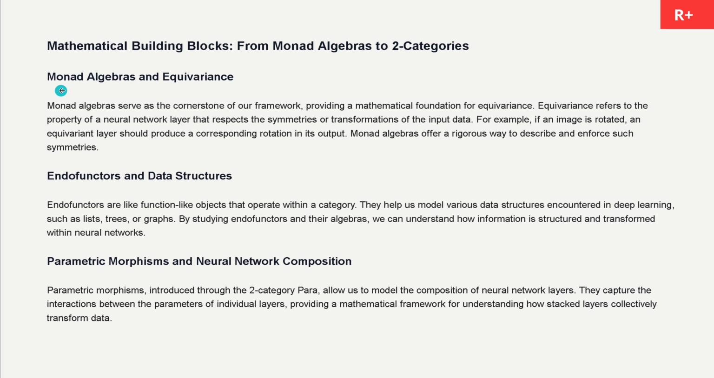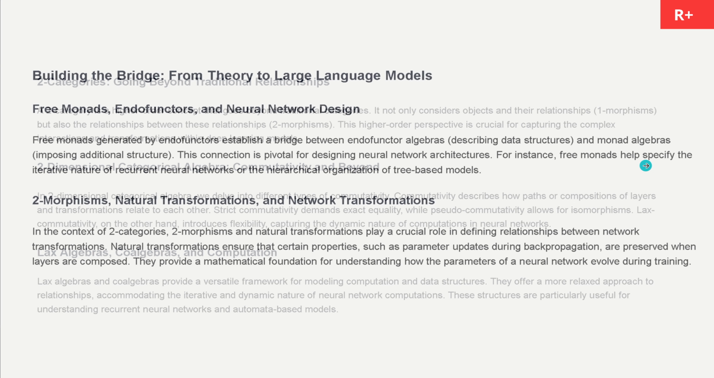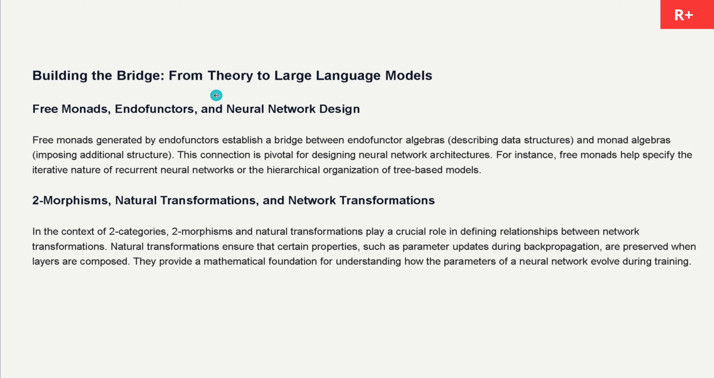And here we go again with the monad algebras with equivariance again here to respect the symmetry and the transformation. This is so important. Then about endofunctors here and the data structures and parametric morphisms. What else we have? Yeah, then I asked R+ to explain our two-categories, the two-dimensional categorical algebra with commutativity and going beyond with lax algebras and coalgebras. And then to build the bridge now from the theory, the mathematical language, to the LLMs. And again here the free monads, the endofunctors in our design of our neural network. So maybe you like this way of presenting it a little bit better.